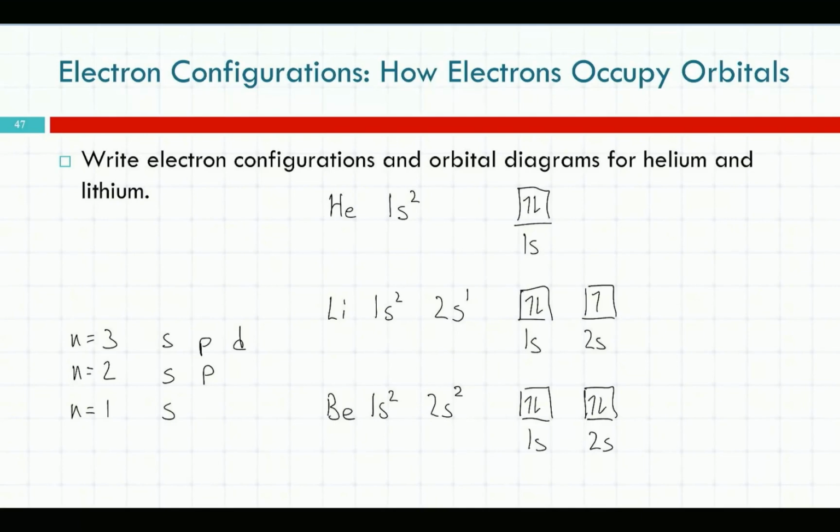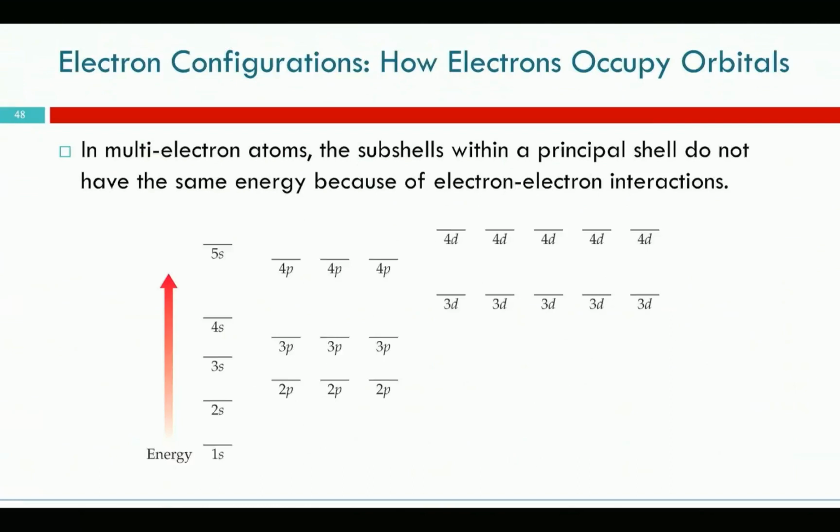Okay. We're going to keep expanding out the periodic table. I'm telling you here, the periodic table is an incredible cheat sheet for doing these electron configurations. It basically tells you based on where it is on the periodic table.